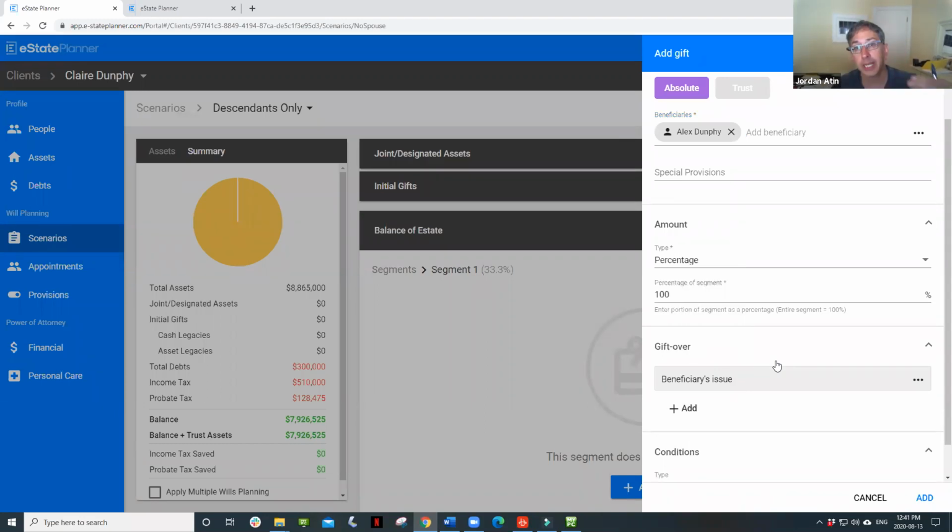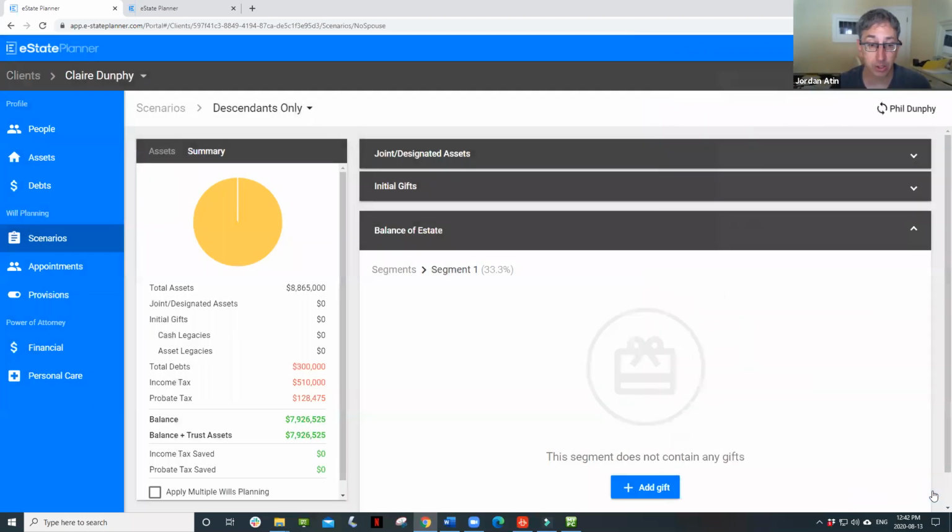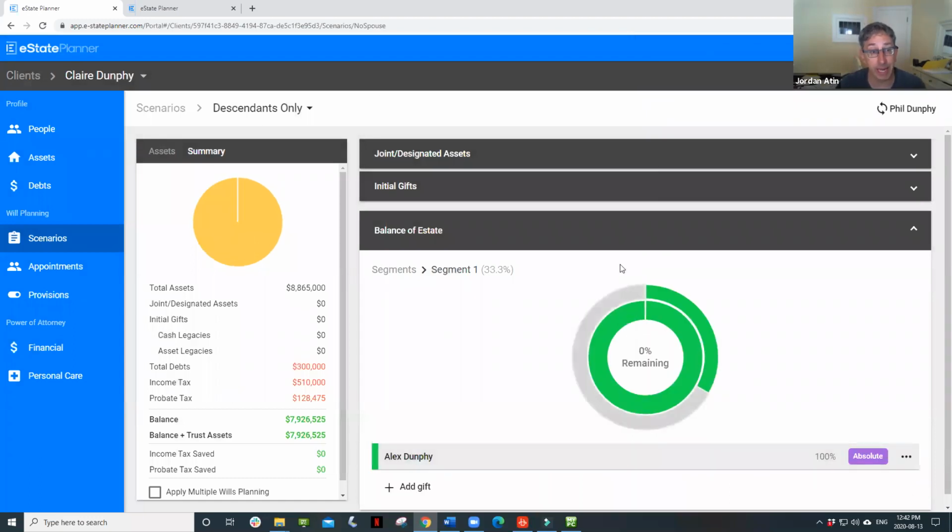So it's going to say if either Alex Dunphy or any of his issue are alive, create 33 1/3 shares and deal with it. If Alex is not alive and he has no issue, then those shares don't get created. And of course, everybody moves up pro rata. So that's built in. So you don't need to go further than that. So then we go add, and that's a gift. And now we can see that we've given away a third, 100% of 1/3.